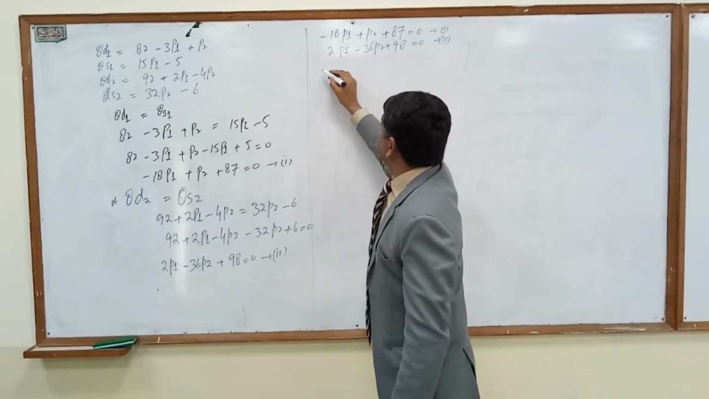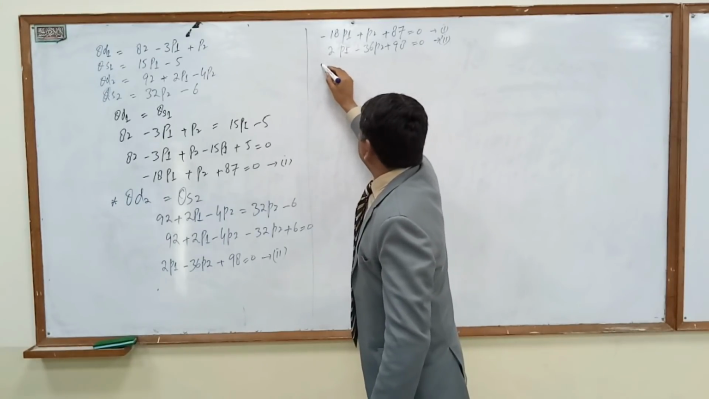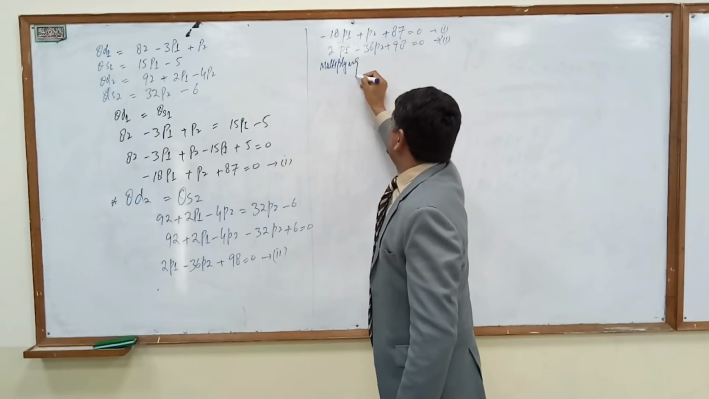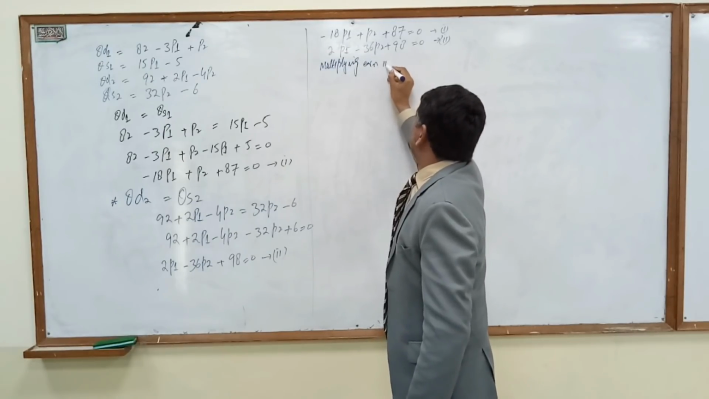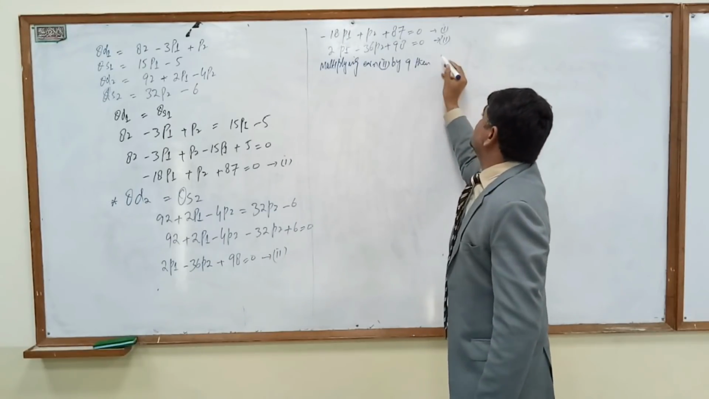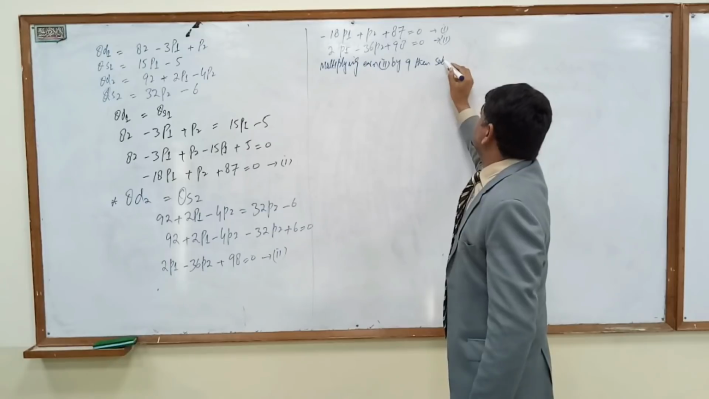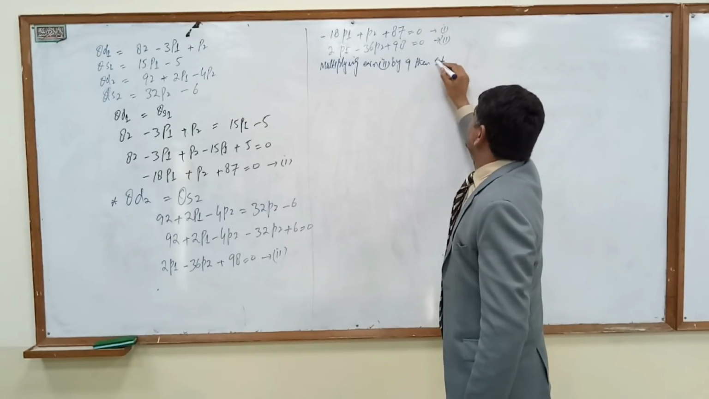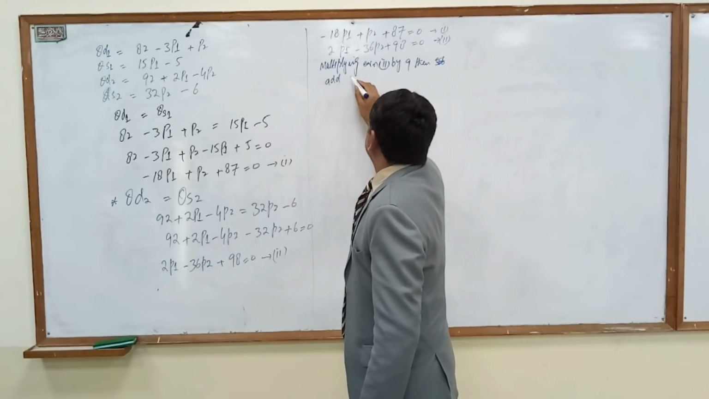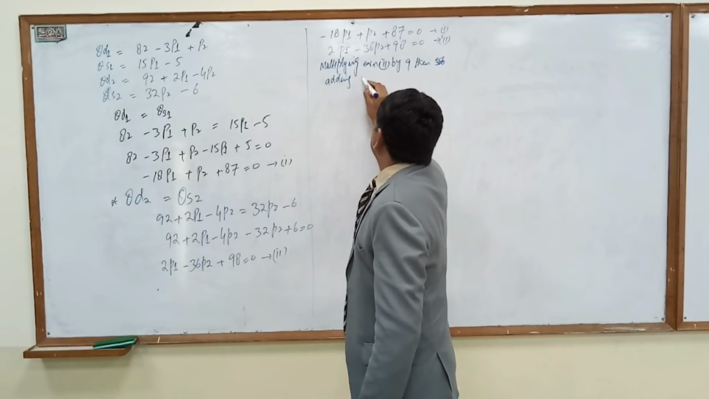What can we write? Multiplying equation 2 by 9, then adding to each other.